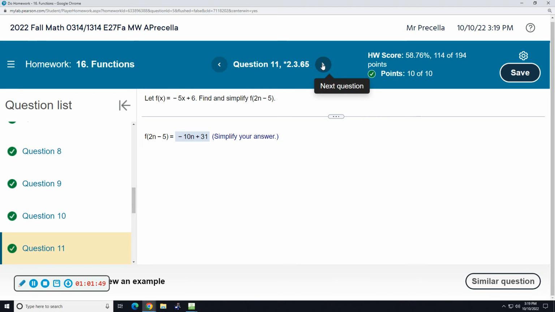So, we've looked at functions being rules. We've looked at them as ordered pairs. We've looked at them as equations. Let's look back at this function notation with ordered pairs.